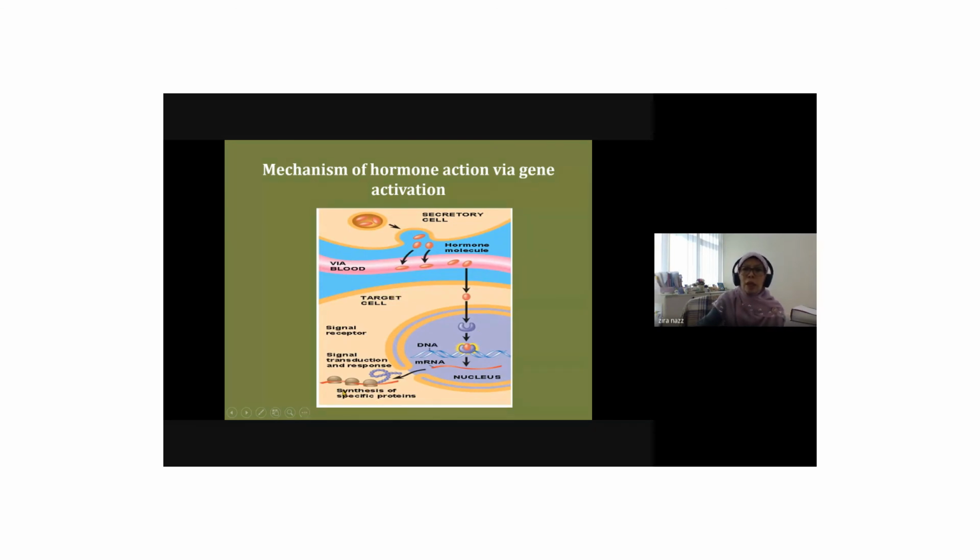So you can see the mechanism of action via gene activation is quite slow if you compare it with cAMP. Because with cAMP, you are dealing with intact proteins in the cell. But for gene activation, you need to synthesize a new protein. So it will take time for the synthesis of new protein, and it will act a bit slower when compared with cAMP activation.